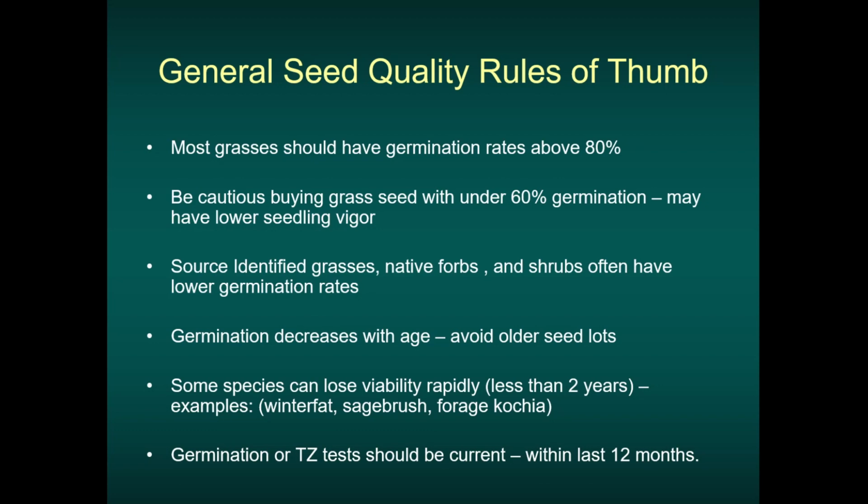Germination will decrease with age. That will depend somewhat on storage, but typically we just recommend to avoid older seed lots, and all of this can be solved with current germination tests. We recommend having a germination or a TZ test within the last 12 months. And then some species can lose their viability very quickly. Sagebrush, forage kochia, winterfat are classic examples. These drop in viability very drastically after 2 years, and sometimes even after a couple of months. So make sure you have recent tests, especially on those.